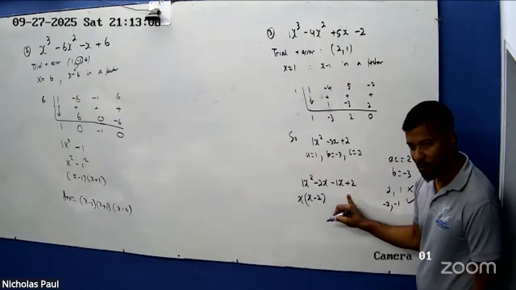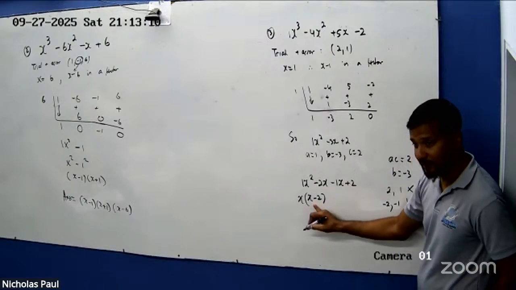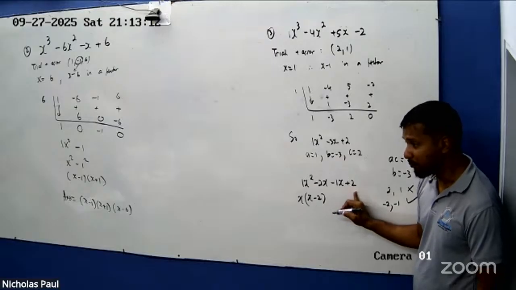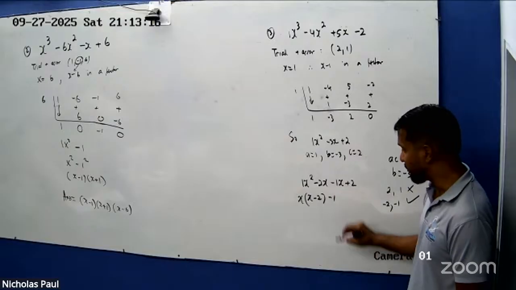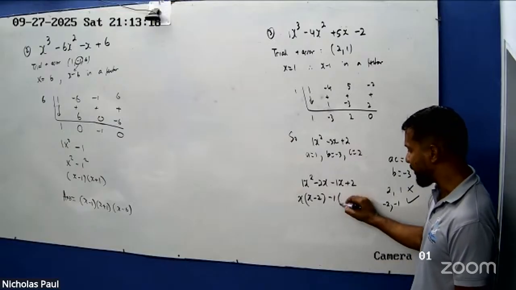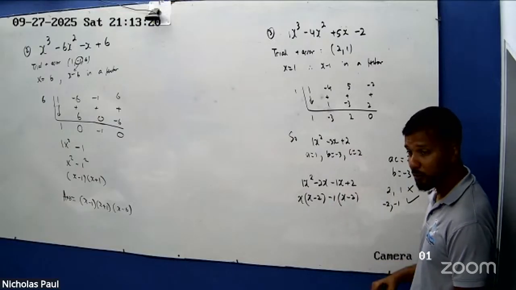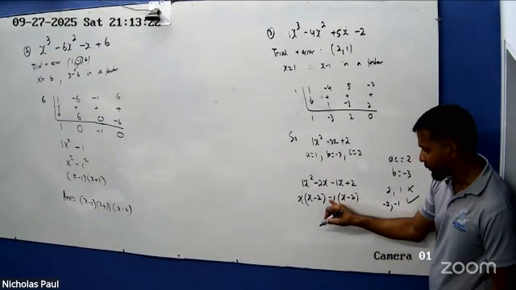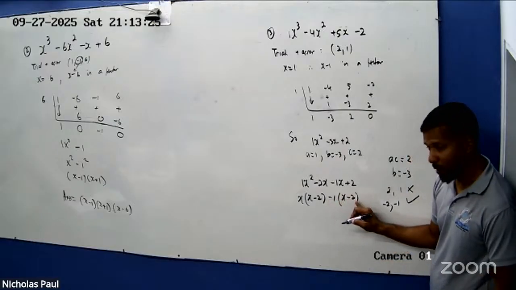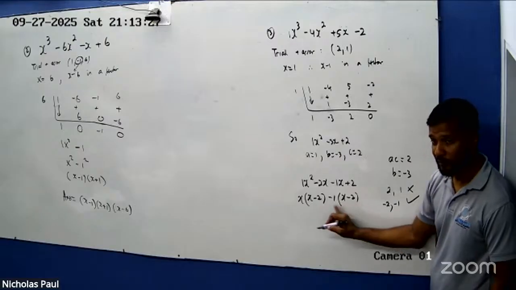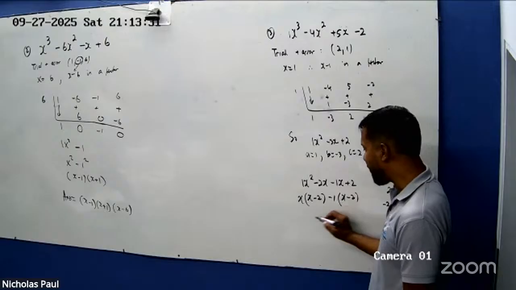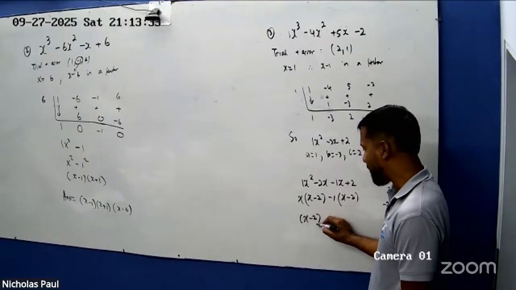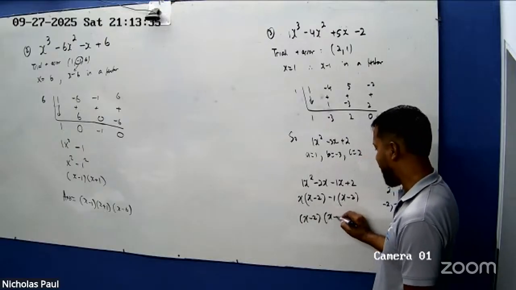Remember, you want to get back this. What do these two have in common? Minus 1, not plus 1, minus 1. If you factor out minus 1, you'll get x minus 2. If you factor out plus 1, you'll get minus x plus. That's not what you want. And now these two are in common. So I can factor out x minus 2, and I'm left with x minus.